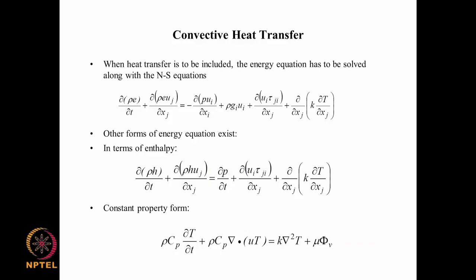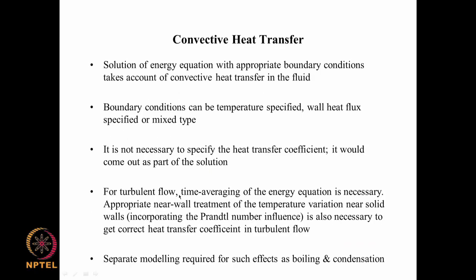Okay. And what we need to do is that we pose these equations and we identify the domain and we specify the boundary conditions. So that's all we need to do. We don't have to do anything special for convective heat transfer. So the boundary conditions, what do we want here? Boundary conditions can be temperature specified, wall heat flux specified, or both can be specified.